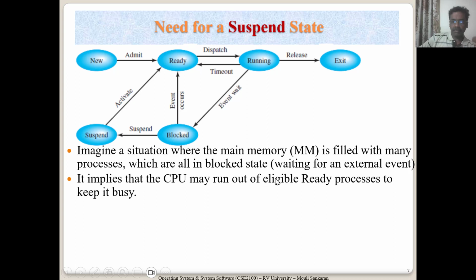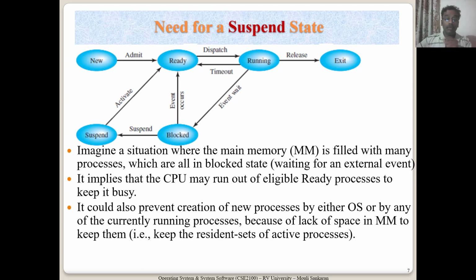Imagine a situation where main memory is filled with a lot of blocked processes, and the OS is deciding to move something out of it. The low priority processes may be moved out, so that you can keep some processes in ready state, so that the CPU will be utilized. The OS always wants to use the CPU to the maximum extent. How can it do it? Only when it has a lot of ready processes in the system. For that it needs main memory, because the resident set has to be brought in. For that it has to vacate something. So it's like optimization of the available memory that it has.